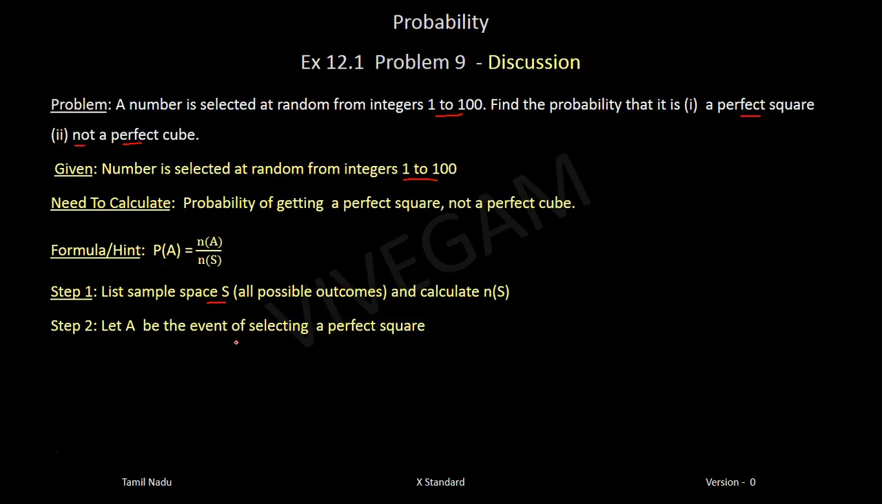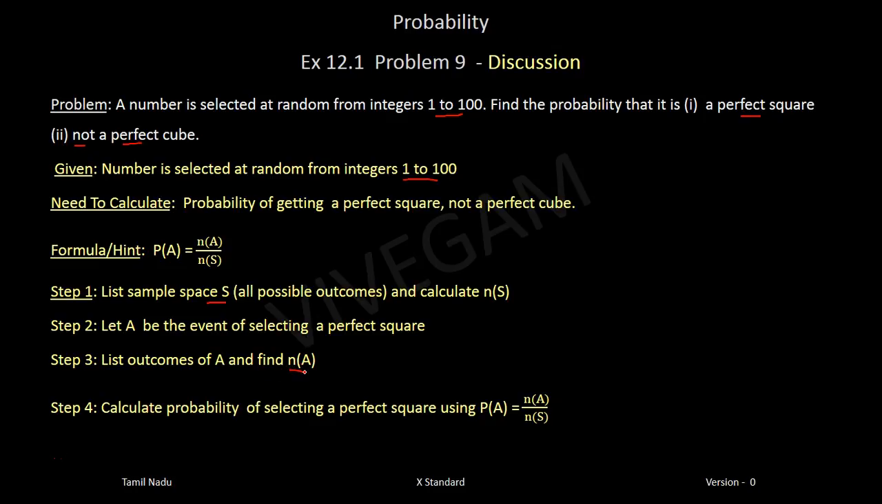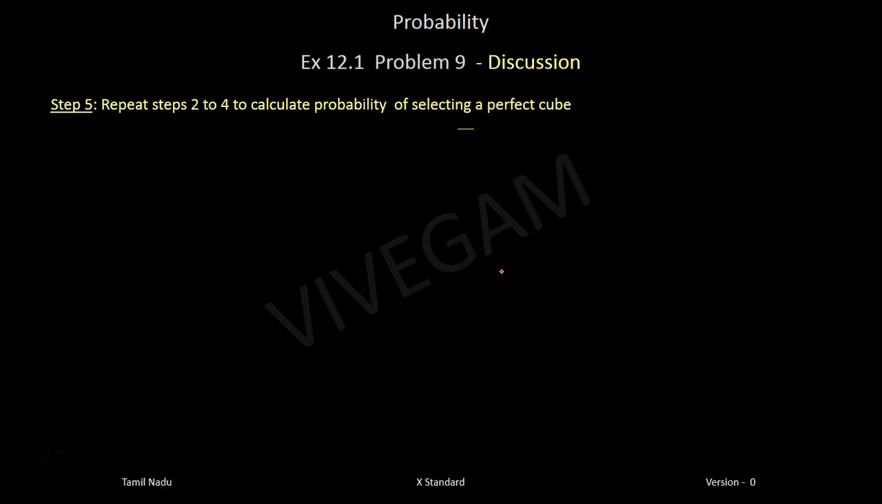Next, let A be the event of selecting a perfect square. Then, list the outcomes of A as I was telling earlier. 1, 4, 16, 25, etc., and find n of A. Once you find n of A, you have n of S. We can find the probability of getting A, that is n of A divided by n of S. Right? Next. Do the same for cube also. So, find how many cubes are there and find the probability of getting a perfect cube. Then, probability of getting not a cube is 1 minus probability of getting B, or probability of getting a cube.